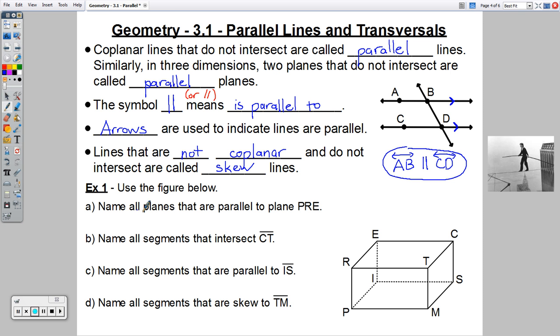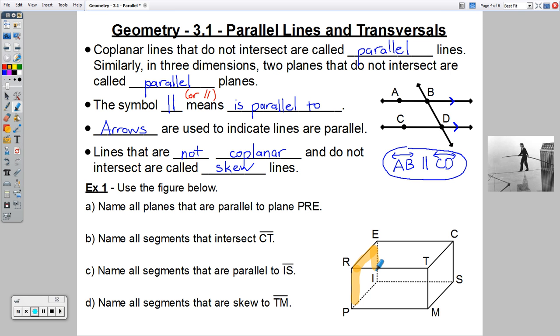So use the figure below. Name all the planes that are parallel to plane PRE. I'm going to highlight some things on the picture as I go here. Don't do that yourself, because I'm going to erase it immediately after highlighting it before moving on to the next question. So just watch what I highlight over here, and I think you'll find that useful as we discuss what's what.